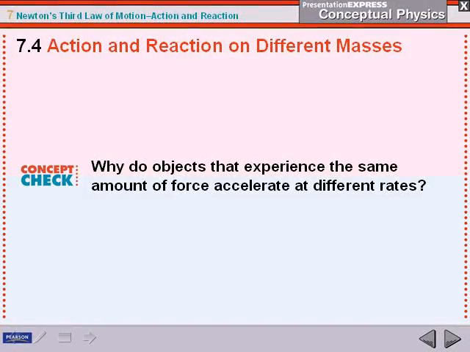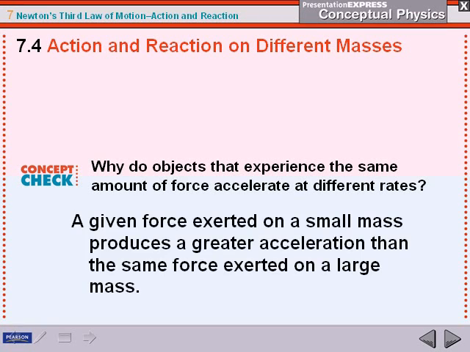So why do objects that experience the same amount of force accelerate at different rates? It's all in the mass. The smaller the mass, the greater the acceleration. It's going to accelerate more than the object that's acting on it or reacting that has a larger mass. Just think of the cannon and the cannonball. When the cannonball is shot, you're going to get the recoil of the cannon. It's going to be very small compared to the acceleration on the cannonball.